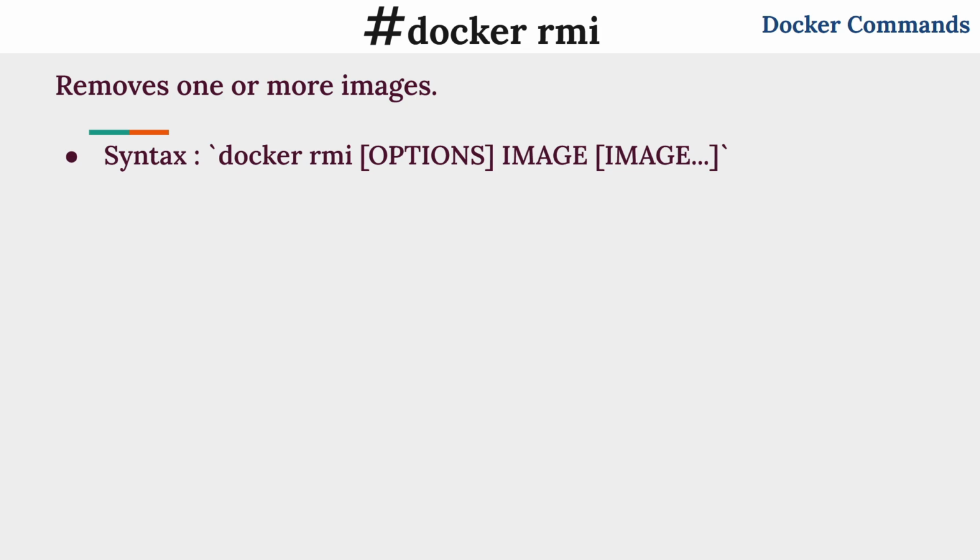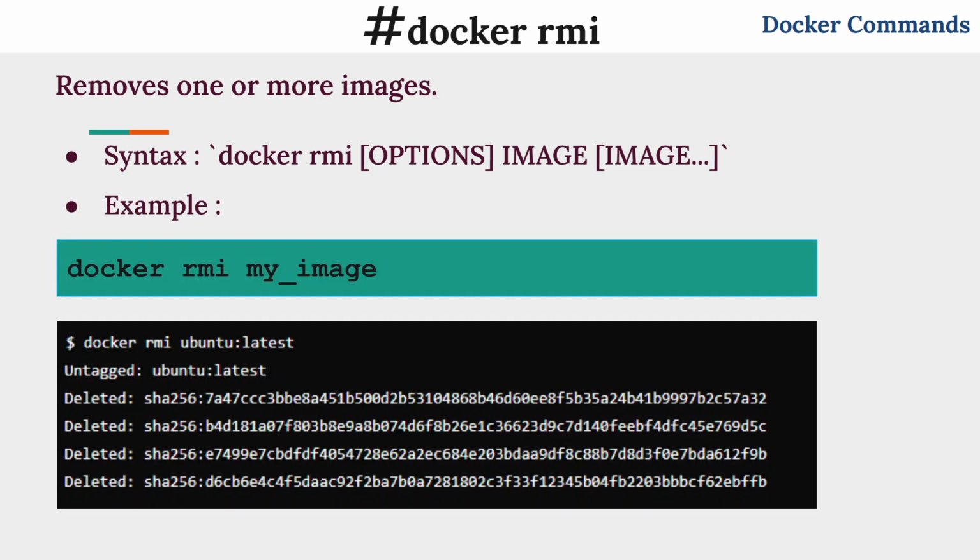docker rmi [options] image. Options: additional options to customize the behavior of removing images. Image: the name or ID of the images to remove. The docker rmi command is essential for managing Docker images on your local machine. By using options like -f for forceful removal or --no-prune to manage parent images, you can efficiently clean up unused images and manage your Docker environment effectively. Let's see the next command.